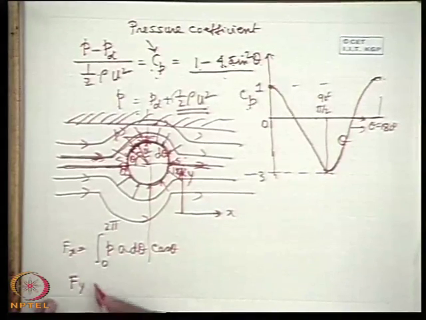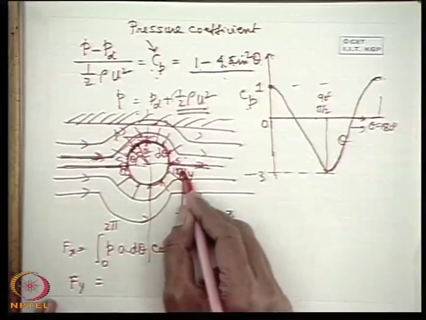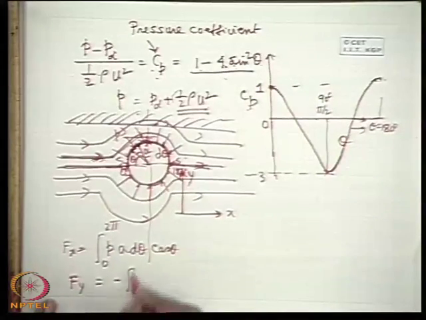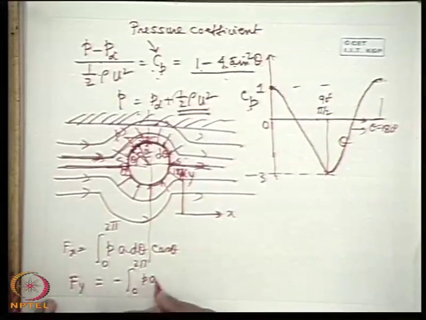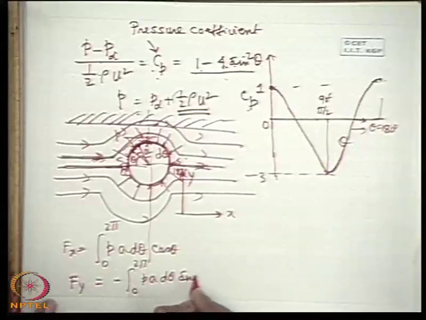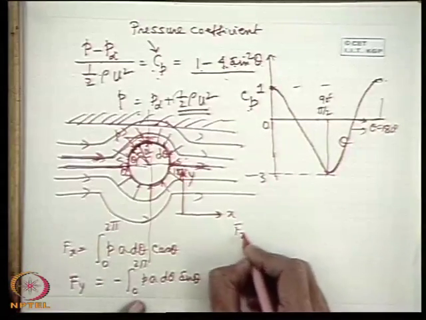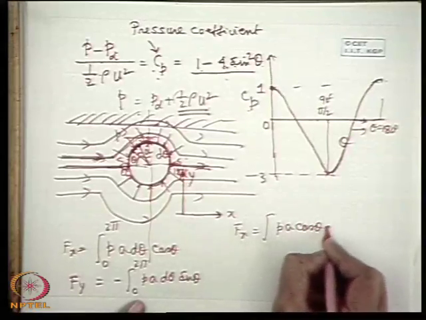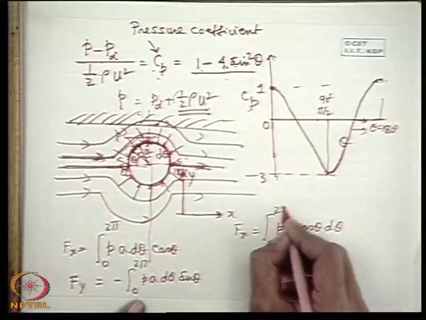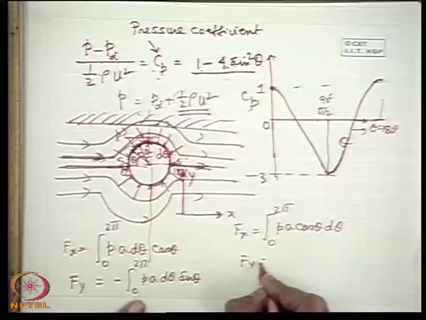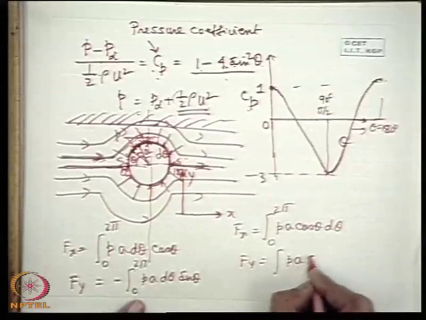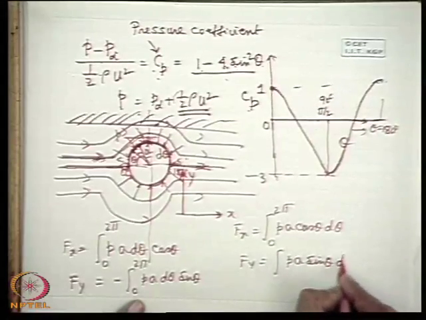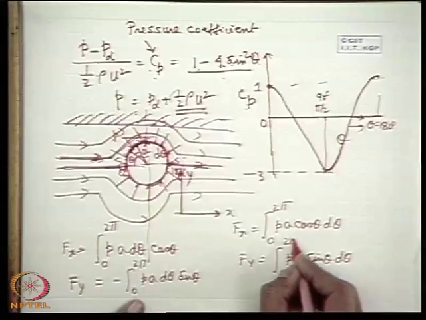Similarly, Fy will be, if y is taken positive upwards, minus integral from 0 to 2 pi of P a sin theta d theta. That means simply we can write Fx is the integral of P a cos theta d theta from 0 to 2 pi and Fy is the integral of P a sin theta d theta from 0 to 2 pi.